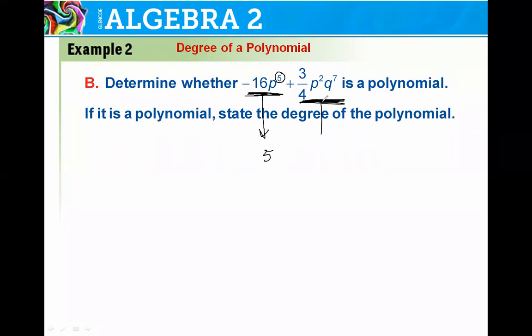Yes. And the degree here will be what? 7? No, 7 and 2. Yes, 7 plus 2 is 9. So the highest degree is what? 9. So it's a polynomial, and its degree is what? 9. Yes, its degree is 9.